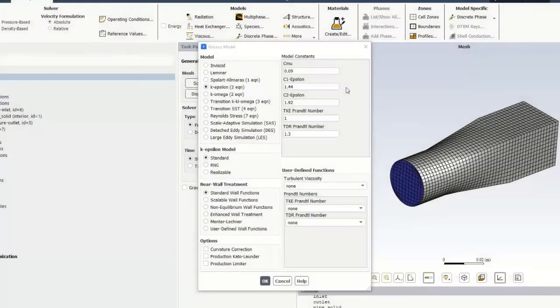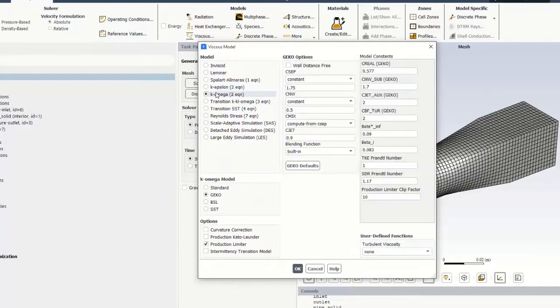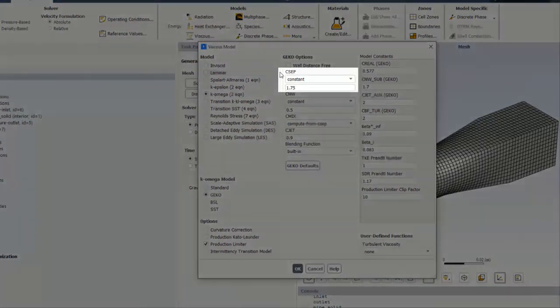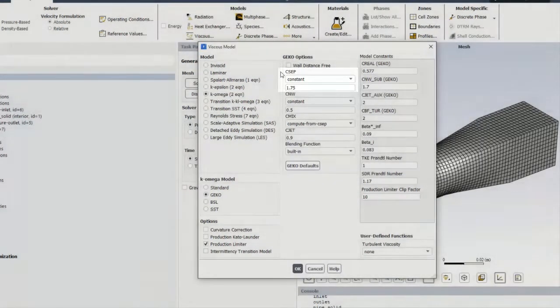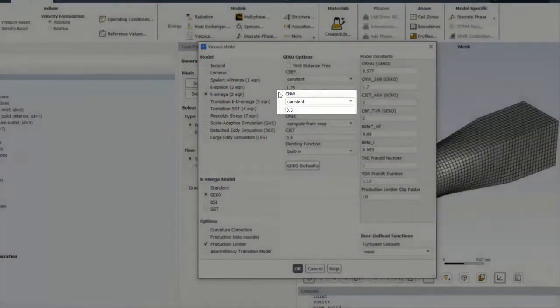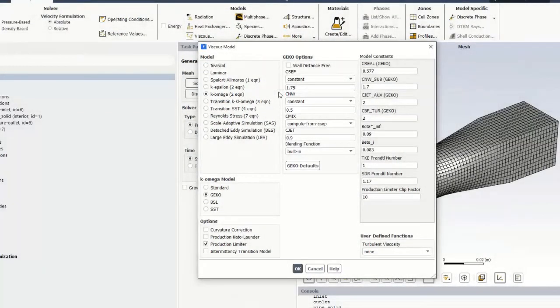What are the GEKO model free parameters? Within the GEKO model exist four free parameters. They are CSEP for separation. This parameter controls flow separation from smooth surfaces. Increasing CSEP leads to earlier and stronger separation. CNW for near wall. This parameter optimizes flow in non-equilibrium near wall regions. Increasing CNW leads to higher heat transfer rates at stagnation and reattachment locations.